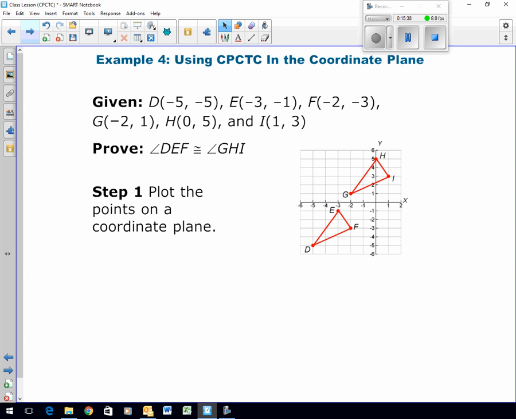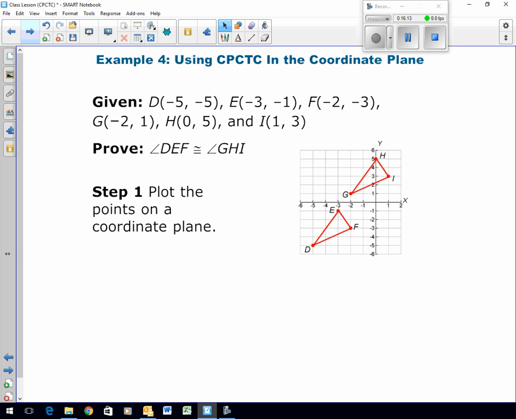All right, guys, you might have something like this. You don't have to write this down. If I'm given, check out, that here are my two triangles, D, E, and F, G, H, and I. I've got to prove that triangle DEF is congruent to triangle GHI. I should say angle DEF and angle GHI. Sorry.